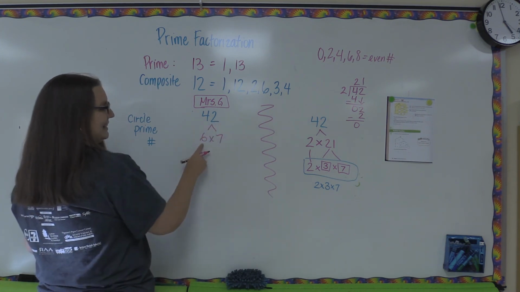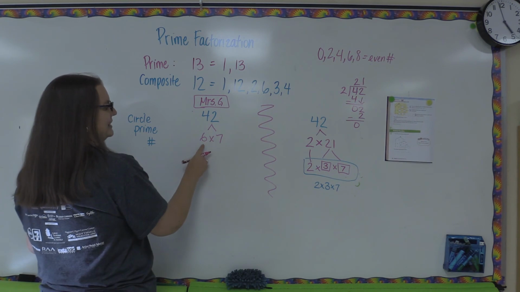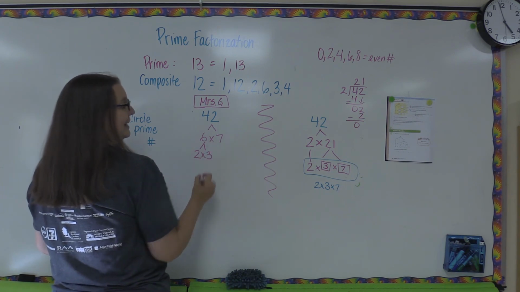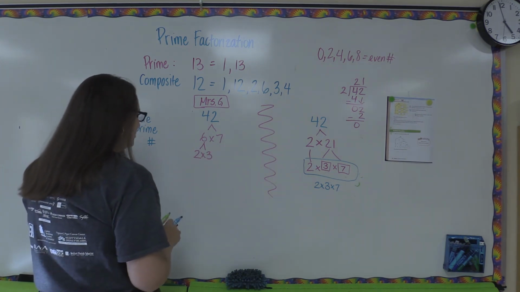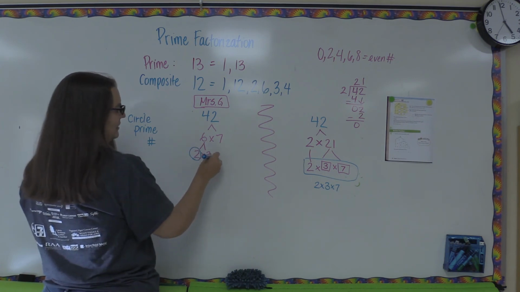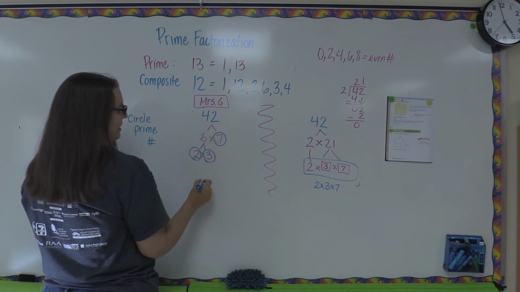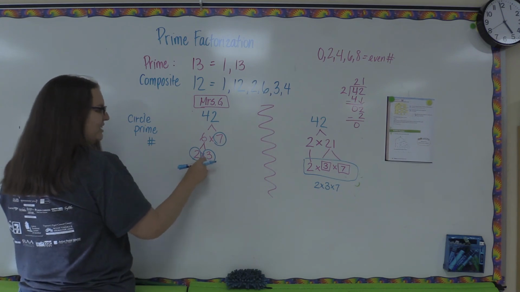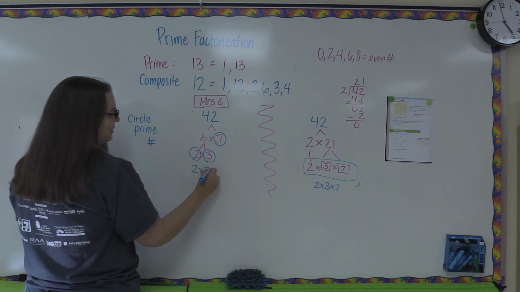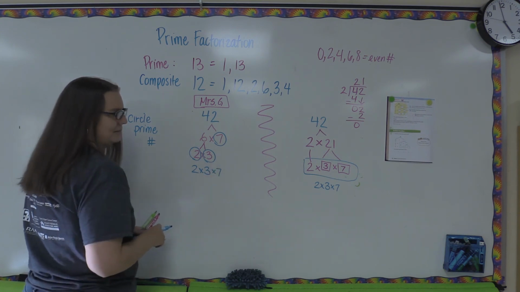Well, 6 is not prime. I've got to keep breaking it down. So 6 would be 2 times 3. And 7 happens to be prime. So here we are. This is prime. This is prime. And this is prime. I'm at the end of all of my little tree limbs here. So this would be 2 times 3 times 7.